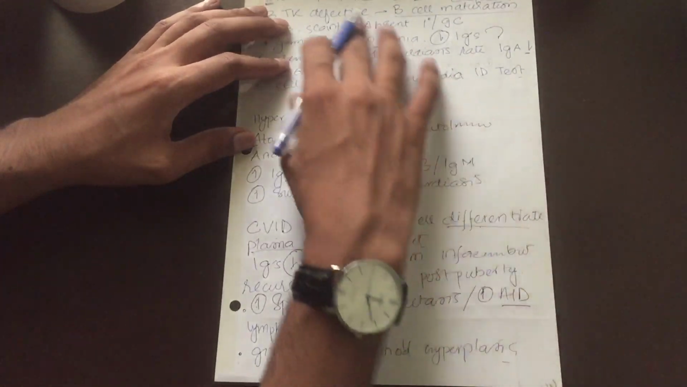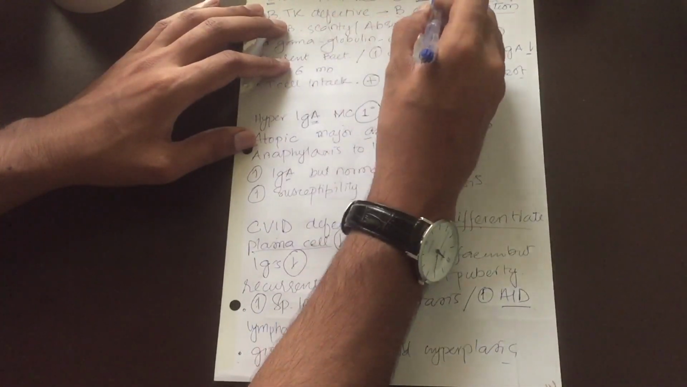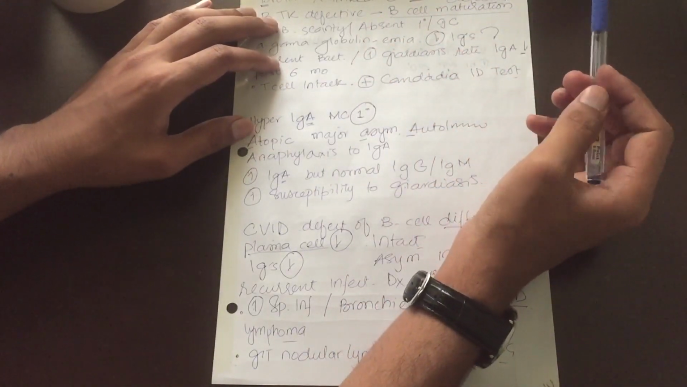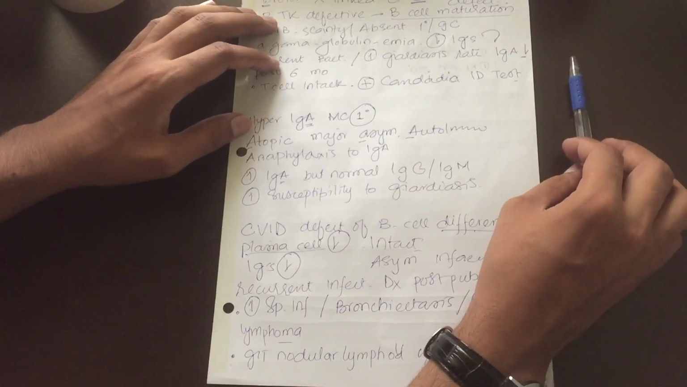So this is all about the B cell disorders. Next we will discuss T cell disorders and combined T and B cell disorders.